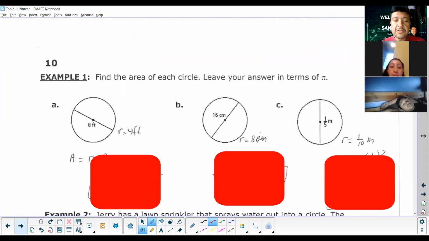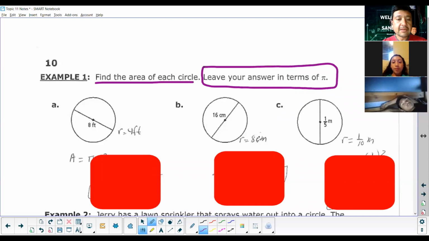Now, the first thing we're going to do is first find the area of each circle. And one thing that is important for us is that we're going to leave our answers in terms of pi. So Celeste, what does that mean to you when it says leave your answers in terms of pi? And let me highlight in yellow. What does this mean to you?